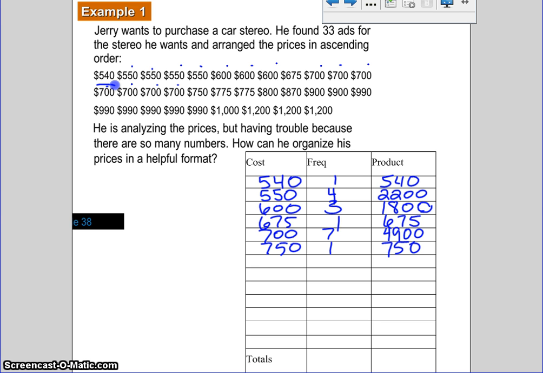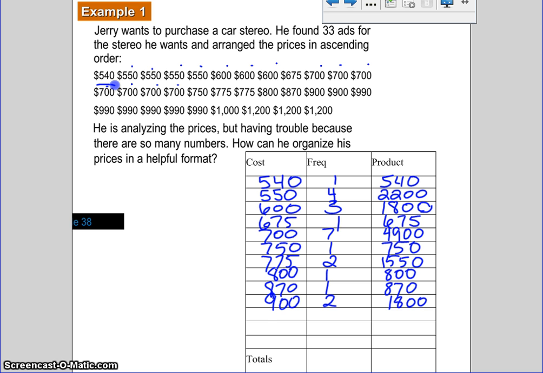We have 775, and it looks like we have 2 of those. So for that, we're looking at 1,550 is the product of 2 and 775. We have 800. There's just one of those, so it totals 800. Then we have 870. Again, there's only one, so it totals out at 870. Then we have 900, and it looks like there's 2 900s, which is $1,800.